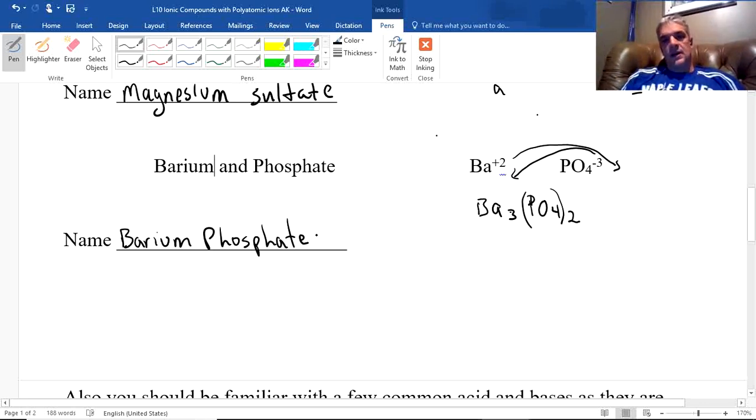I know it can sometimes be confusing, some of the rules are tricky, but when we get into polyatomic ions, nothing has to change. It's really that simple, okay?